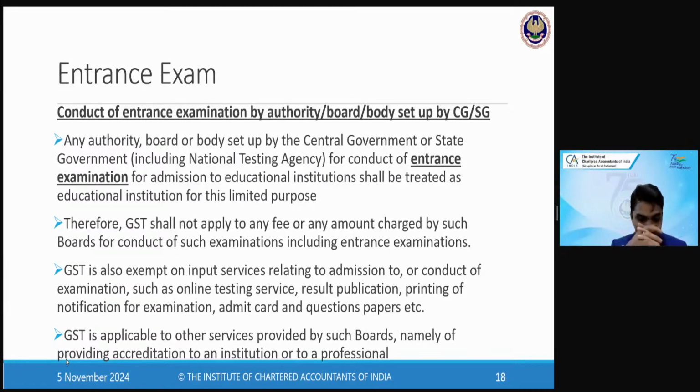Then GST is applicable, which means it is taxable, for services provided by such boards, namely providing accreditation services. You have to get your college accredited, saying that this is one of the best colleges. You will call an accreditation agency. They will come check your operations, and then they will give you a certification. Once they give that certification, you can use it as a marketing tool. When that board comes and appoints some people to do this testing, they will give us a report for which we have to pay the charges. That is not exempted. So any kind of service provided by boards, namely providing accreditation, then GST is applicable.